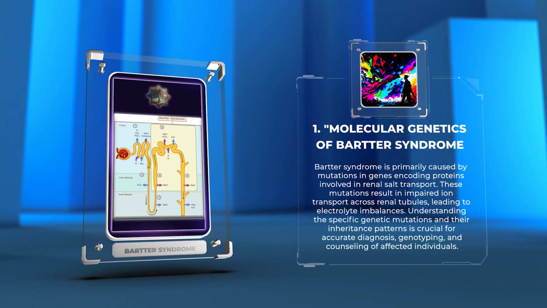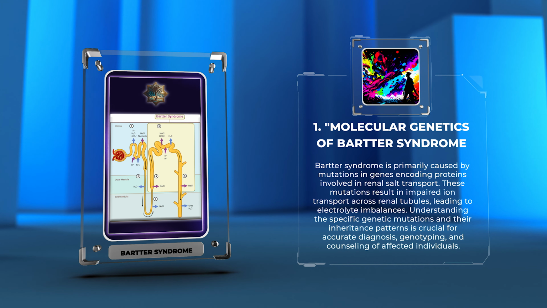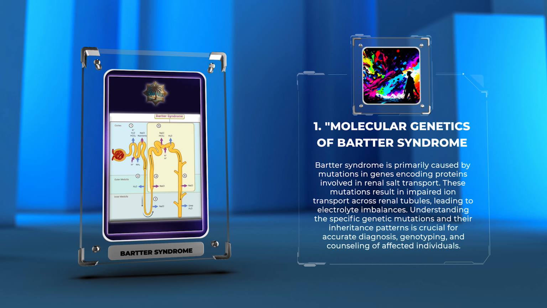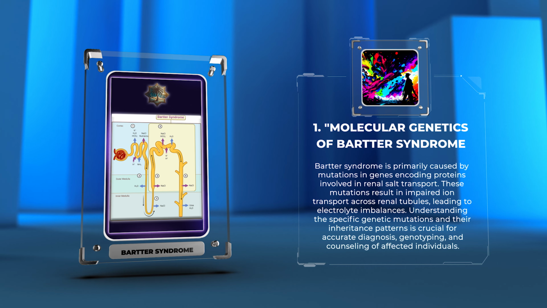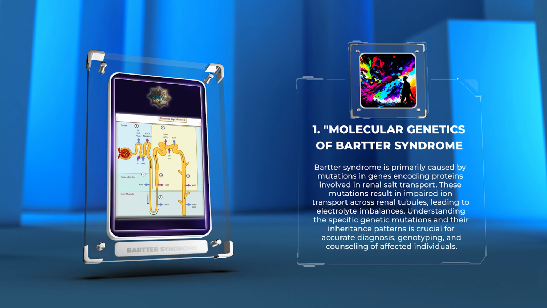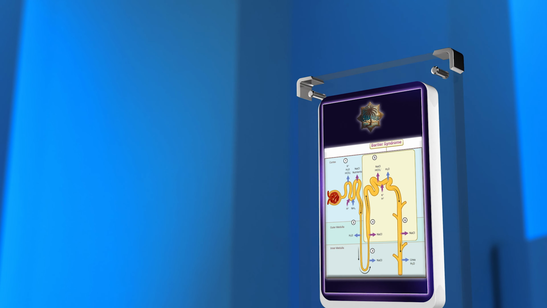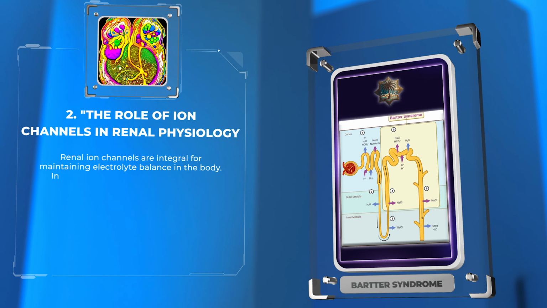These mutations result in impaired ion transport across renal tubules, leading to electrolyte imbalances. Understanding the specific genetic mutations and their inheritance patterns is crucial for accurate diagnosis, genotyping, and counseling of affected individuals. Renal ion channels are integral for maintaining electrolyte balance in the body.